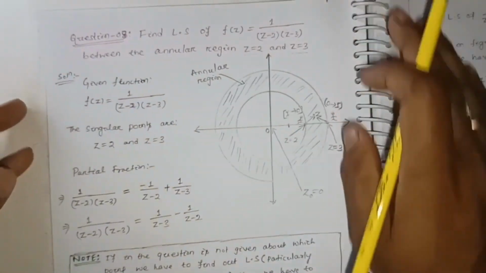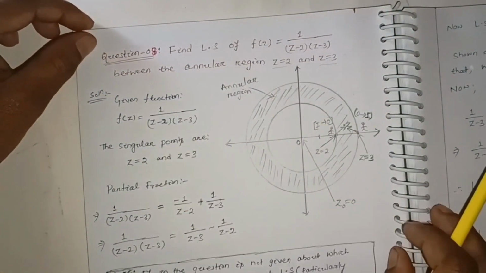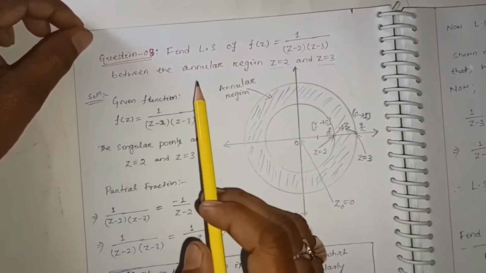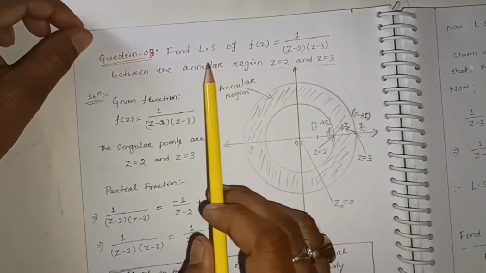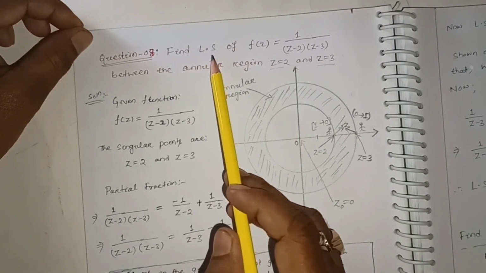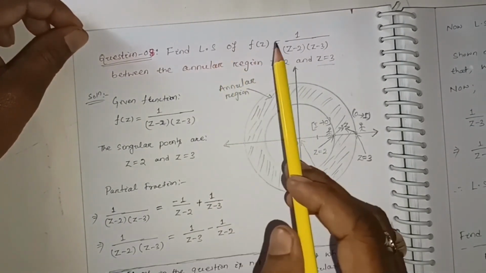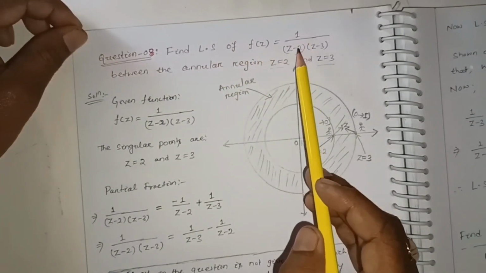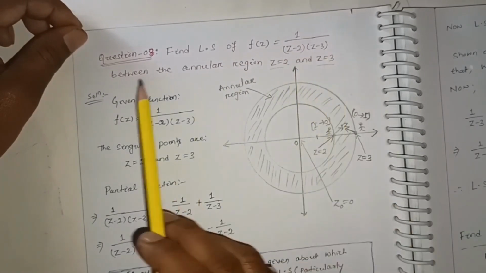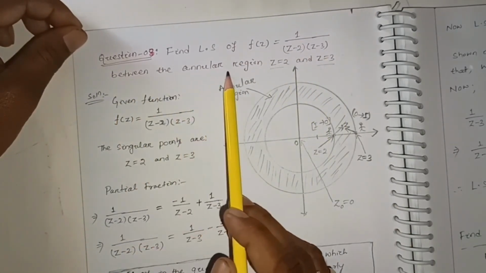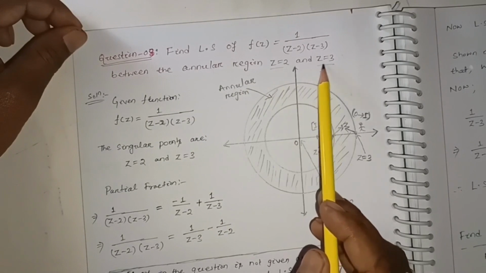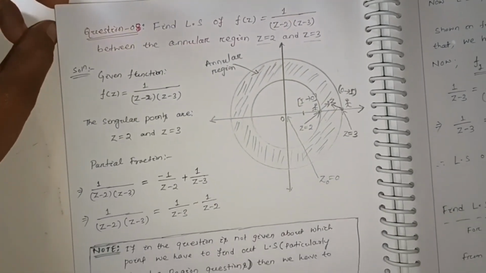In this class we are going to discuss another style of function and we have to find its corresponding Laurent series. Find the Laurent series of f(z) equal to 1 by (z minus 2) into (z minus 3) in the annular region between mod z equal to 2 and mod z equal to 3.